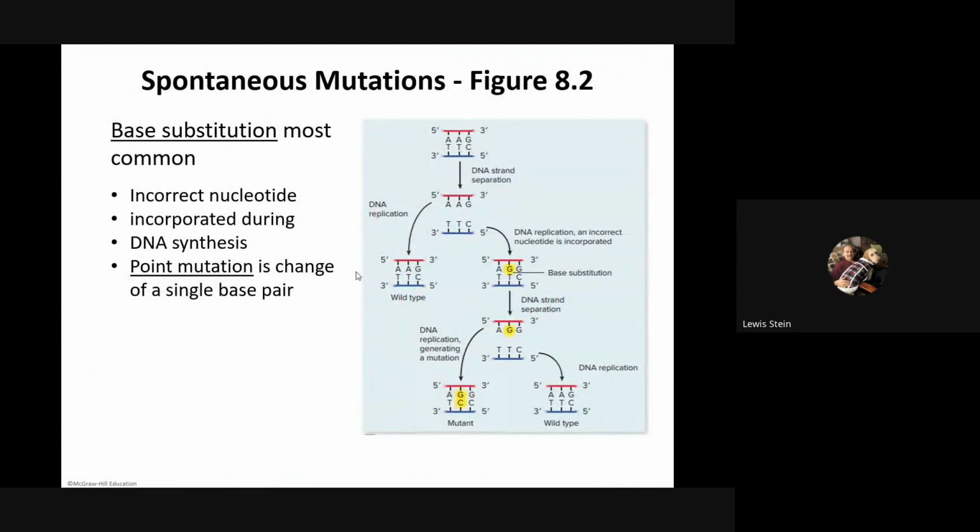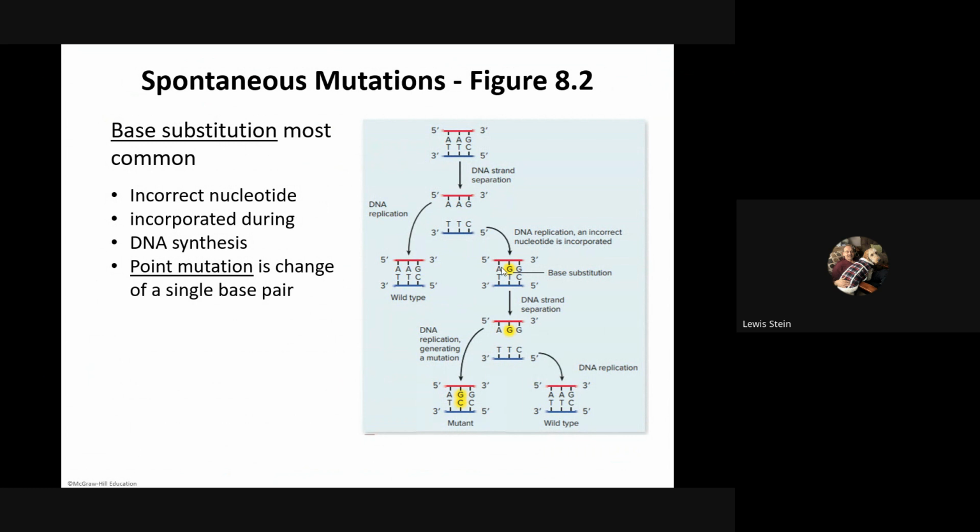This is the most common mutation. It's one of those simple substitutions in a base. These are DNA bases. We call it a point mutation. And effectively, this is the idea of the three different types. This is by far and away the most common.